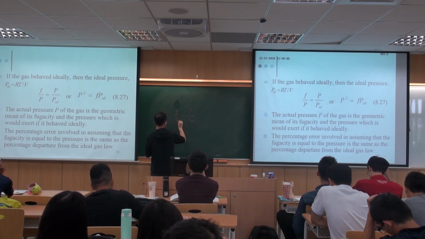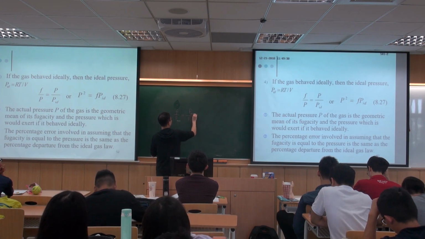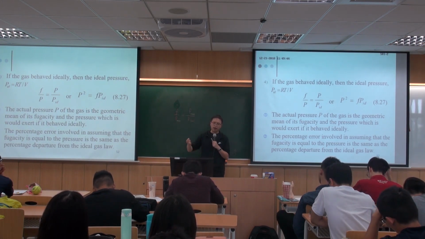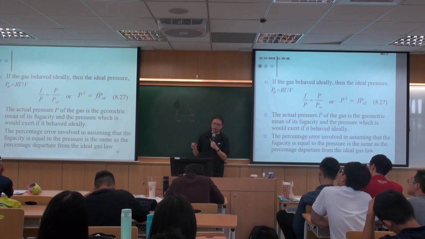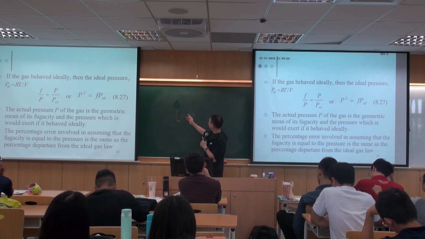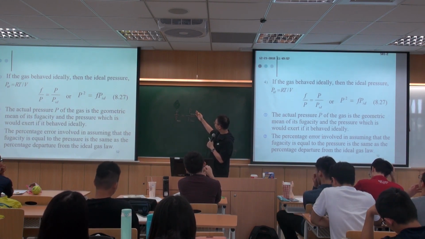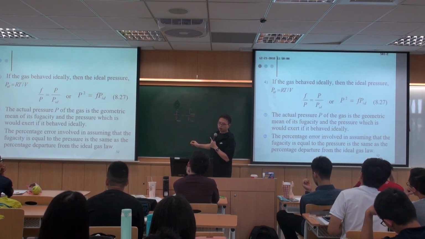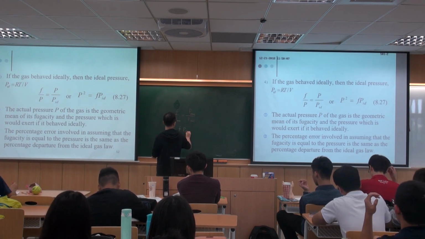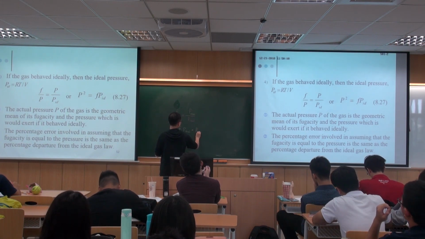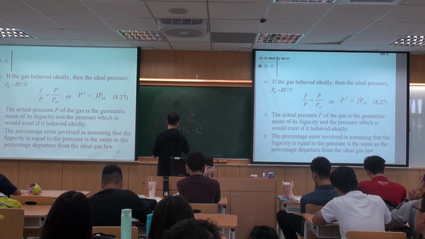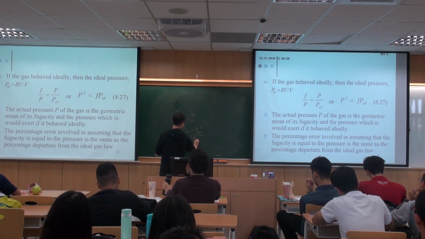So what's this? This is actually, fugacity is a measure of how much your gas has deviated from the ideal gas. Because the percentage change of fugacity to the pressure that you measure is the same as the ratio of change of P measured to the P ideal. And therefore, you'll say that this F times P ideal is P measured squared, or we can say the P measured is the geometric mean of F and P ideal.